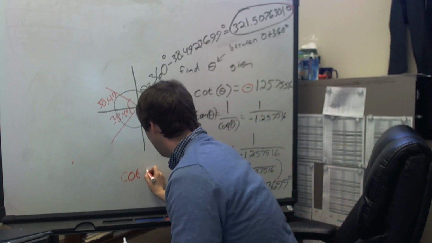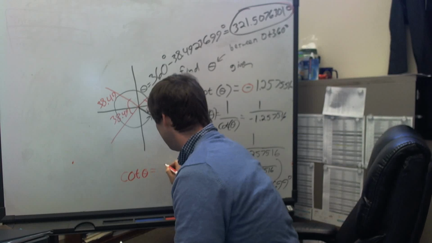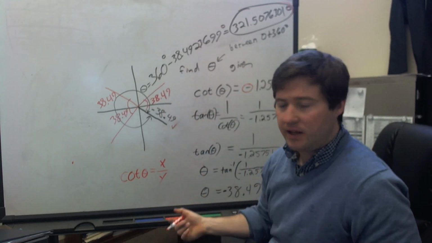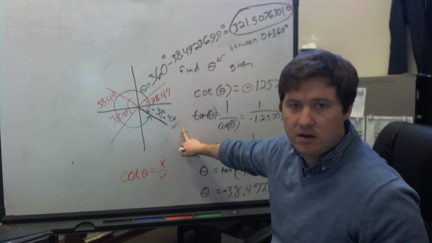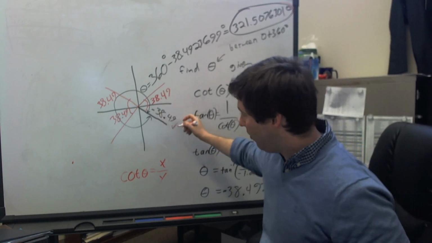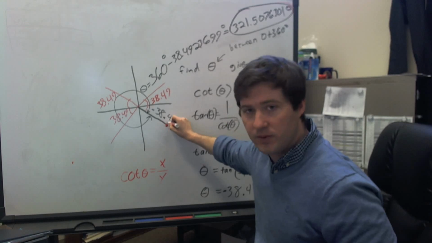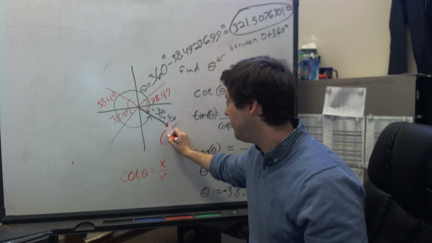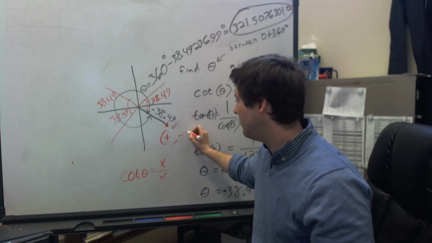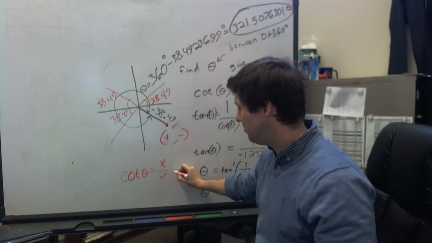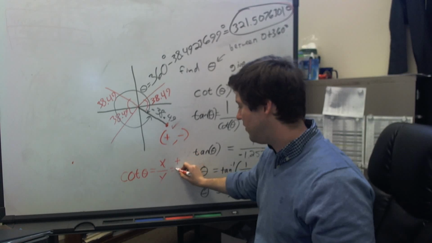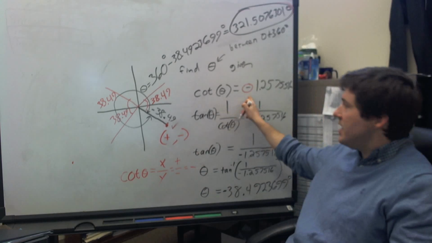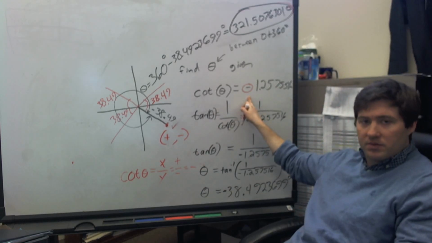Cotangent is what? It's x over y. Where could that be negative? It could be negative right here. Consider any point on this terminal side. You pick some point there. What does it have? It has a positive x value and a negative y value. So that would be a positive divided by negative, which is negative. So that gives us the negative function value.